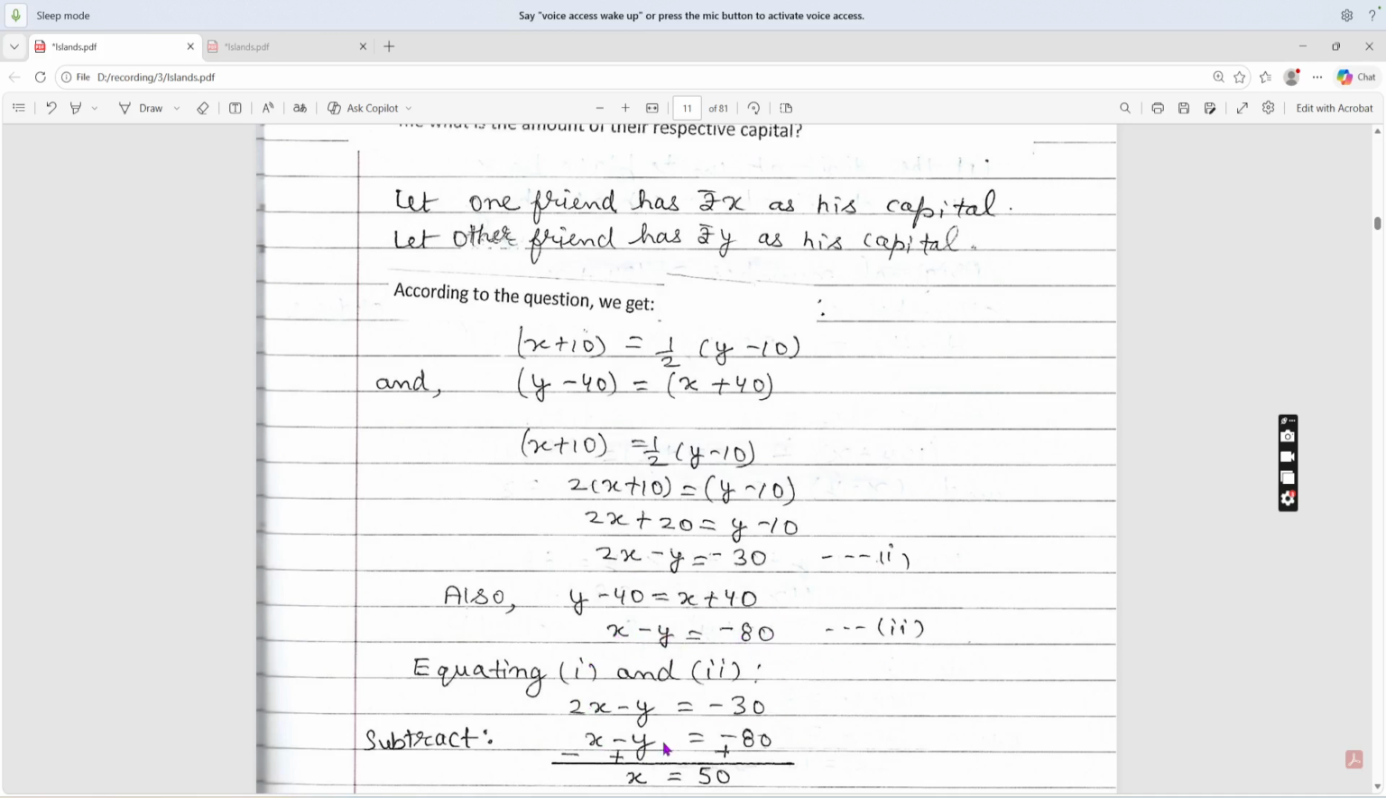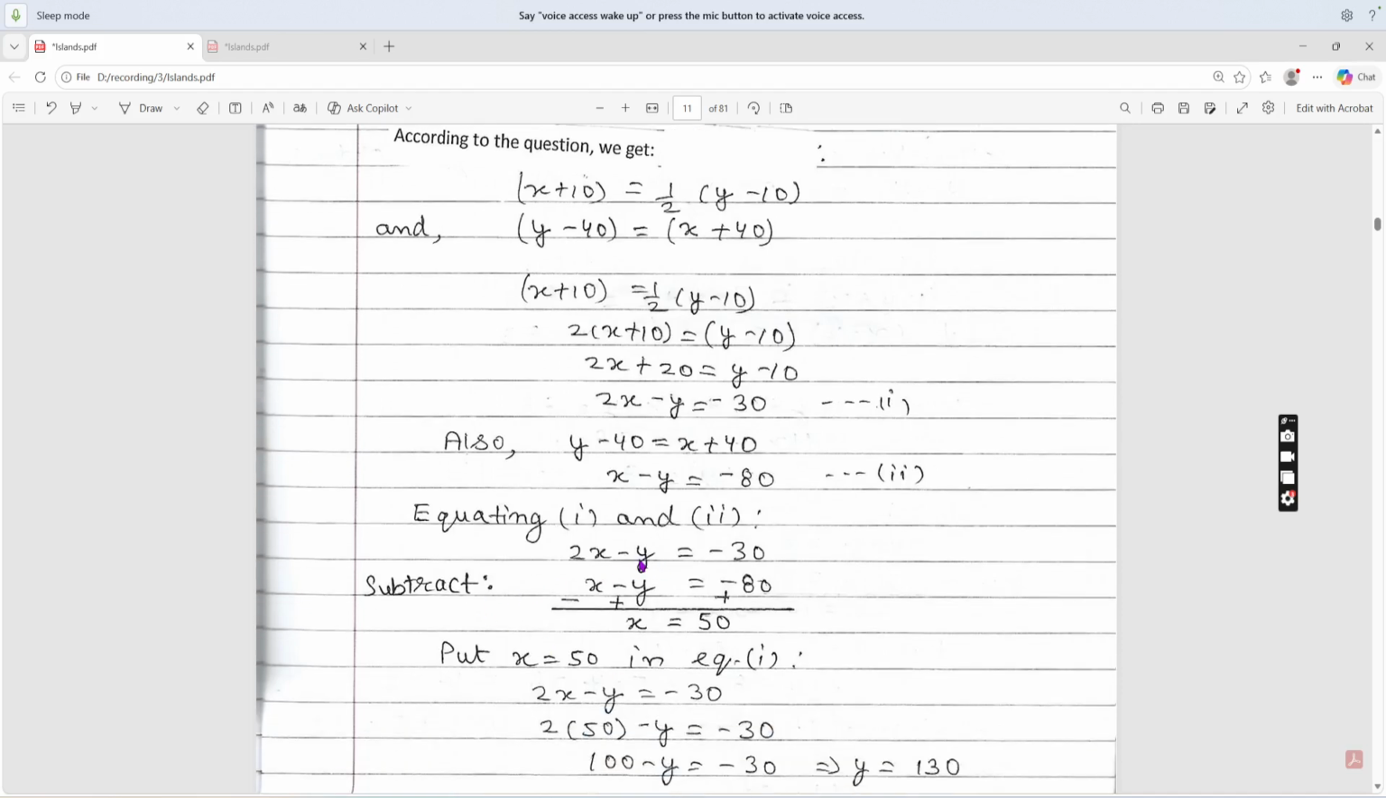Now we are equating both of these two. This time also we can see the coefficient of y is the same, that is minus 1, minus 1. So we are going to subtract. No need to multiply any equation by any number because the coefficient is already the same. So plus becomes minus. So 2 minus 1 is equal to plus x, and minus y plus y is 0, and minus becomes plus. So minus 30 plus 80 is equal to plus 50. So x is equal to 50.